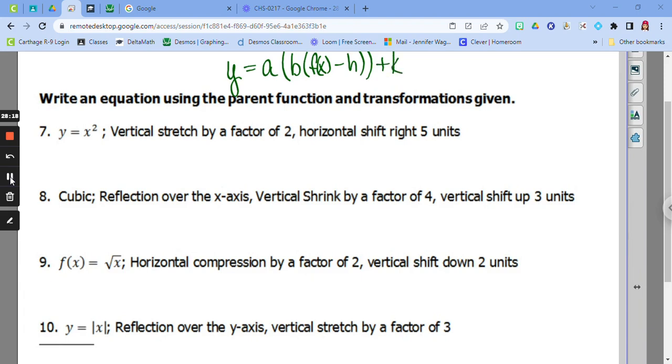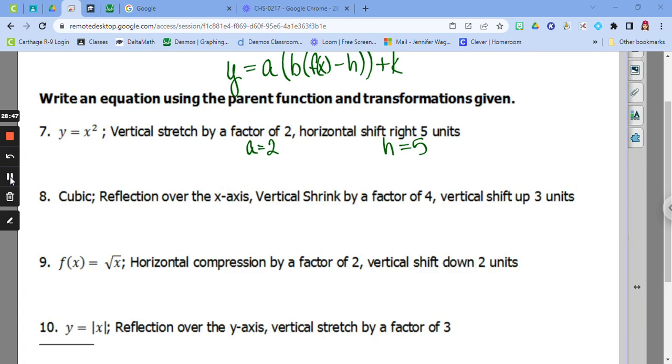So really we just need to identify what they gave us. A, B, H, or K. So vertical stretch by a factor of 2, A is 2. Horizontal shift right 5 units, so H is 5. That's it, right? Those are the only 2 pieces I need.